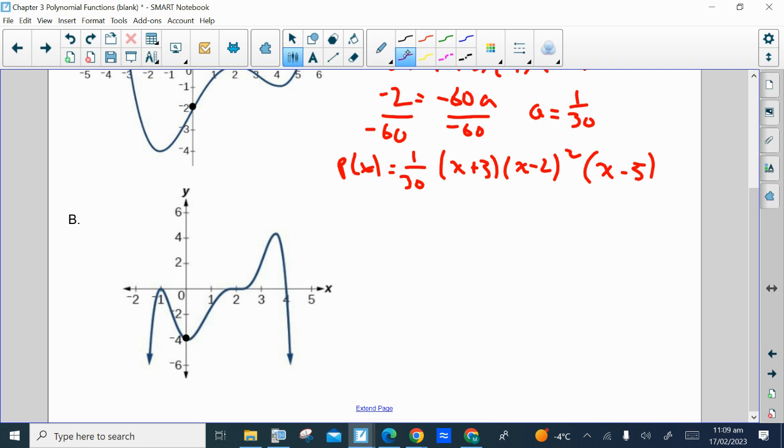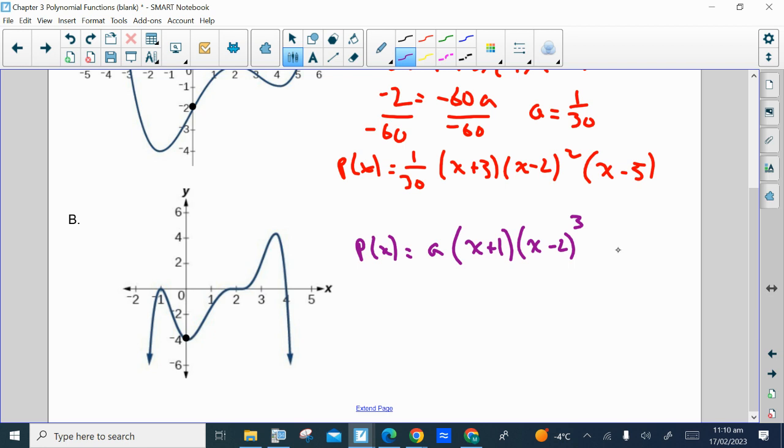When I look at question B, this graph again opens down. So it has to have an even degree, and a would need to be negative so that it opens down. We can figure out what the value of a is by starting with the factored form. -1 is an x-intercept, so x plus 1 would be a factor, and that would have a multiplicity of 2. You've got positive 2 as an x-intercept, so x minus 2 would have to be a factor, but that would have to have a multiplicity of 3 because there's a point of inflection there.